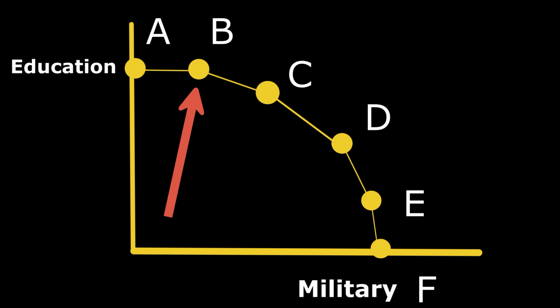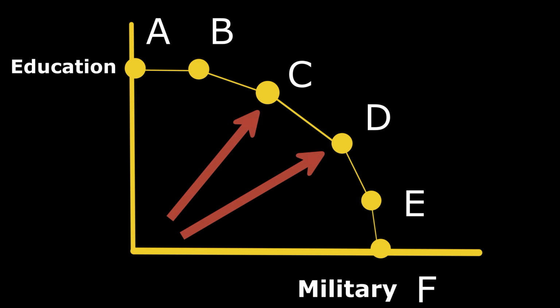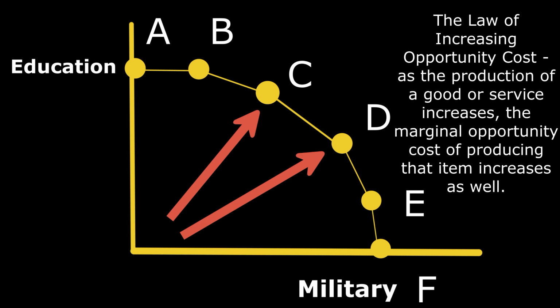The reason why point B and point E are so close to each of the extremes is because the loss of the first unit of a resource doesn't really have an enormous impact on either education or the military. The closer we get to point C and point D, the more the factors of education and military can do with their spending. As resources are moved to points in the middle of the production possibilities curve, the more likely the law of increasing opportunity cost will happen. The law of increasing opportunity cost states that as the production of a good or service increases, the marginal opportunity cost of producing that item increases as well.